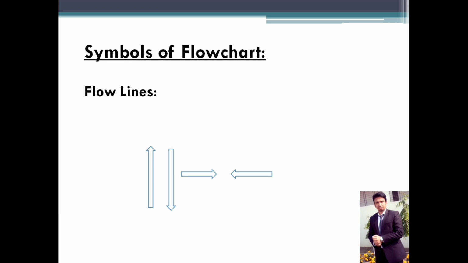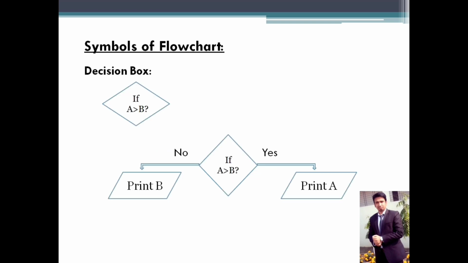Flowchart flow lines. Arrowhead lines are used to connect different boxes of the flowchart. The direction of the arrowhead shows the direction of the flow of data and information. First one is top arrow, second one is bottom arrow, third one right, and fourth one is left.